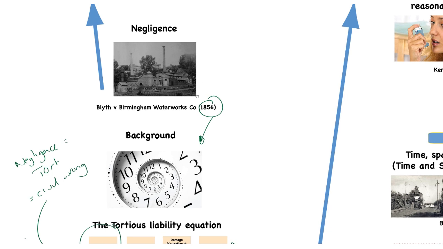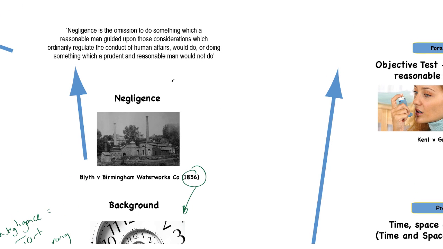And in that case, the judge, who's Baron Alderson, gives this very famous definition of negligence. And if you can, I would suggest that you try to commit this to memory. And he says that negligence is the omission to do something which a reasonable man, guided upon those considerations which ordinarily regulate the conduct of human affairs, would do, or doing something which a prudent and reasonable man would not do.